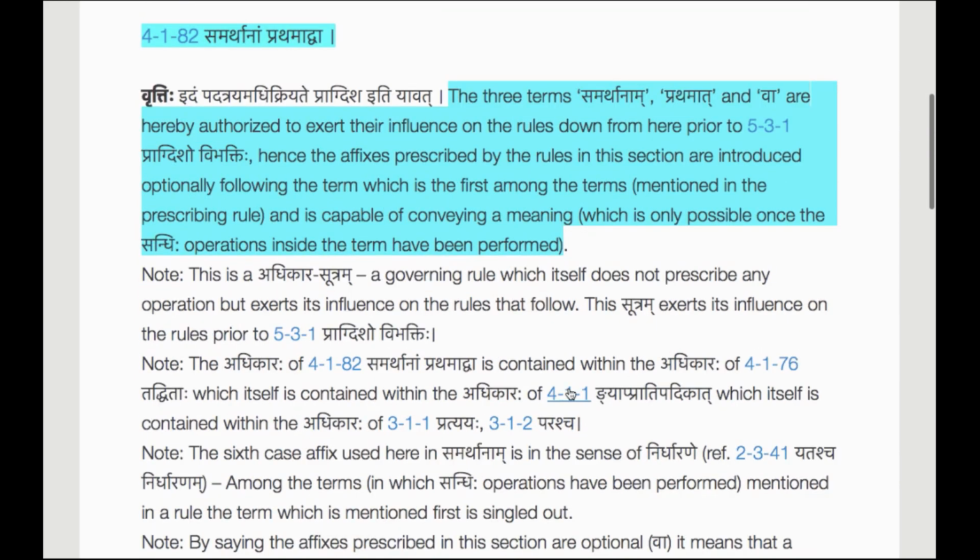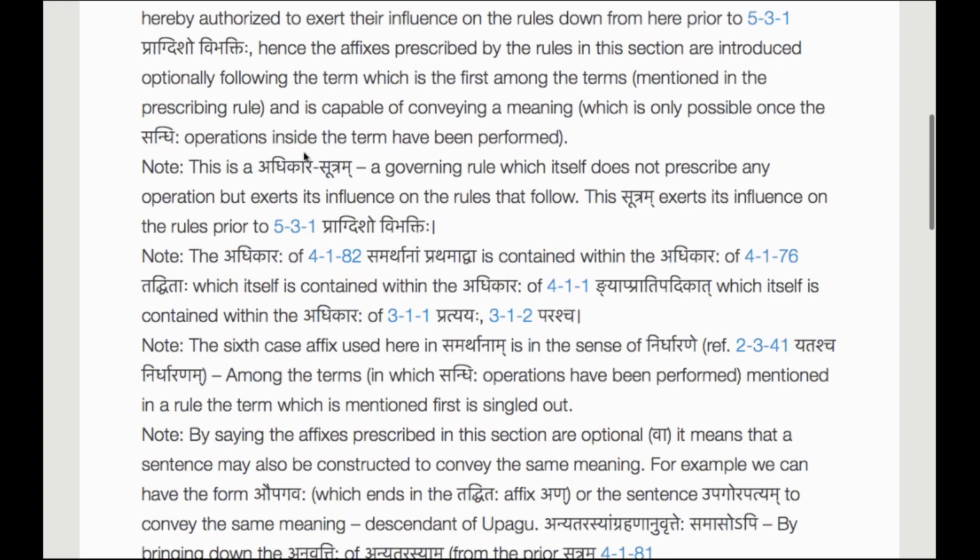So this sutram authorizes three terms, Samarthanam, Prathamad and Va. All these terms exert their influence from this sutram 4.1.82 all the way down prior to 5.3.1. First note here says that this is an Adhikara Sutram, a governing rule which itself does not prescribe any operation, but exerts its influence on the rules that follow. This Sutram exerts its influence on the rules prior to 5.3.1, Pragdisho Vibhaktihi, as we already mentioned.